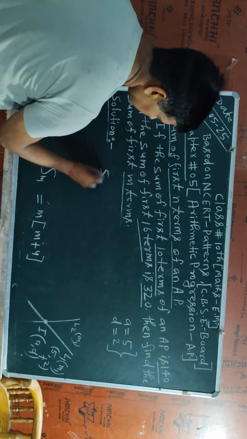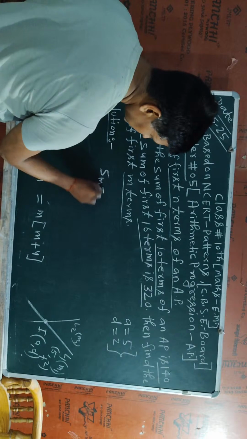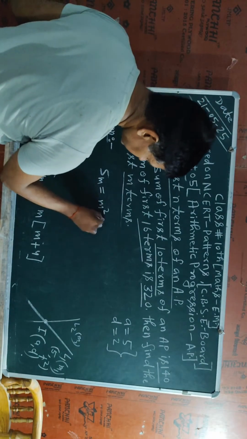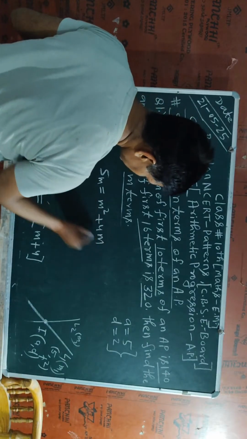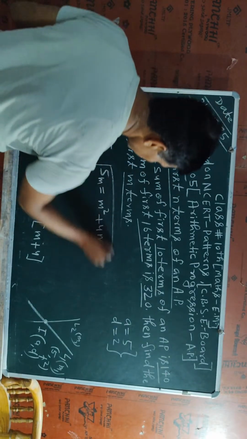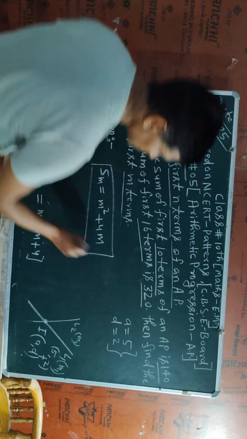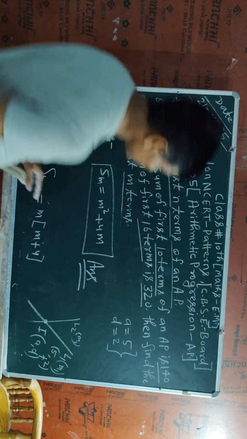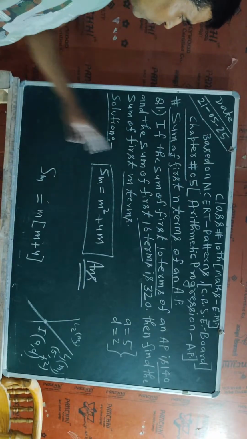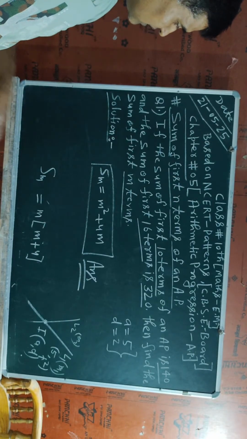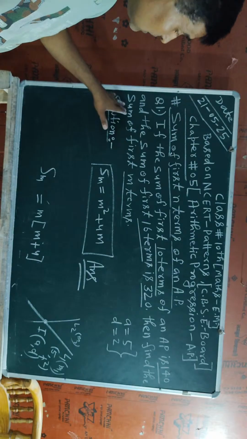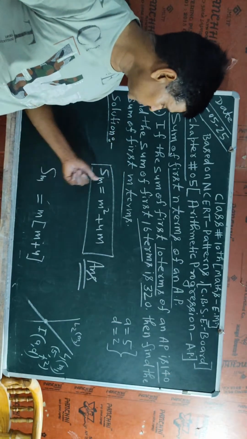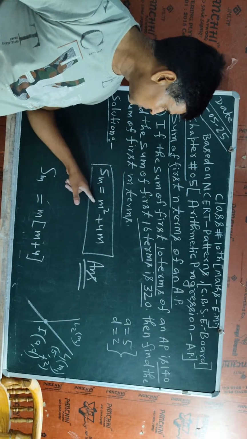Sm is equal to, this m is multiplied with this, so it will be m square plus 4m. So this is the final answer of my question, and we have to write it, and we have to follow this procedure for getting the sum of m terms of an arithmetic progression.